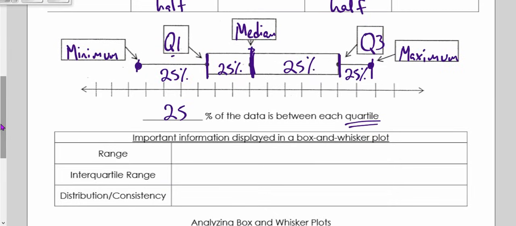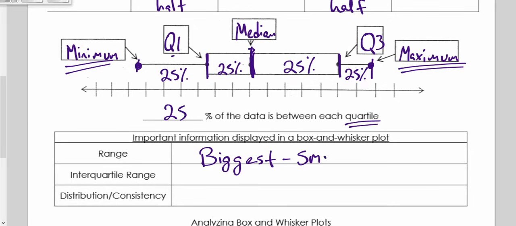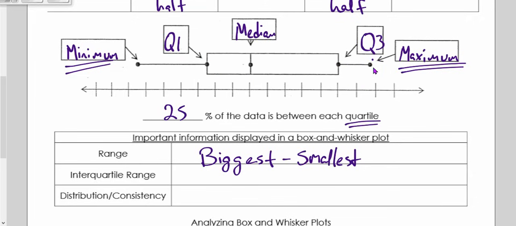All right, you might have heard the word range before. That's the difference between the maximum and the minimum. I'm just going to put that really simply. I'm going to say the biggest minus the smallest. It's basically how far is it from this dot to that dot. I'm going to clean this up. It's the distance between this one and this one.